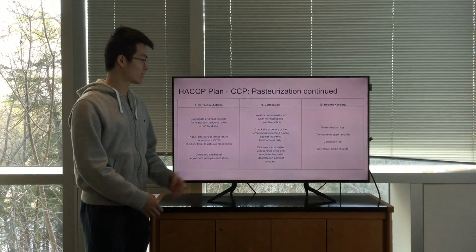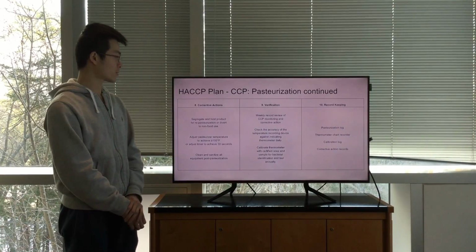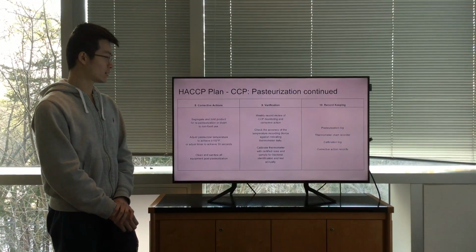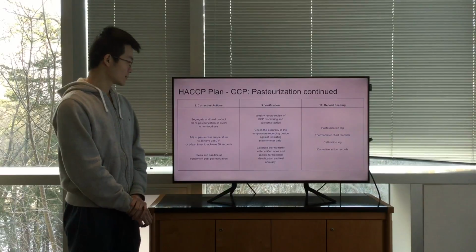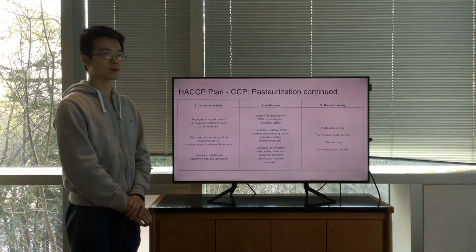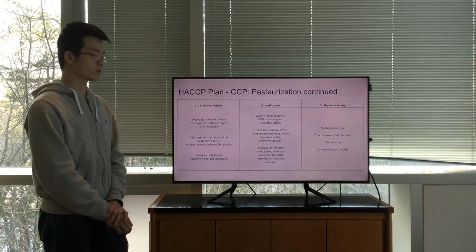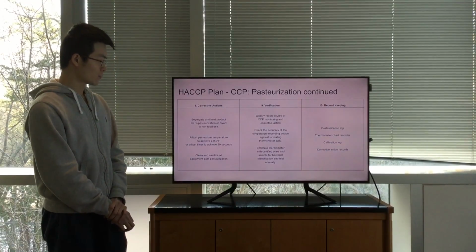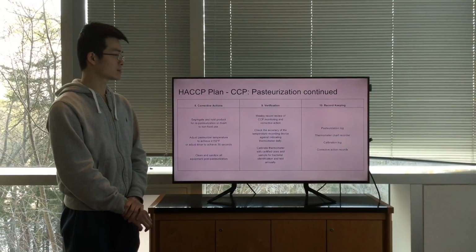Next, we need to do the corrective actions, and we need to segregate and hold product for repasteurization or divert to non-food use. We also need to adjust pasteurization temperature to achieve greater than 150 °F or adjust the timer to achieve 30 seconds. Of course, we also need to clean and sanitize all equipment post-pasteurization.